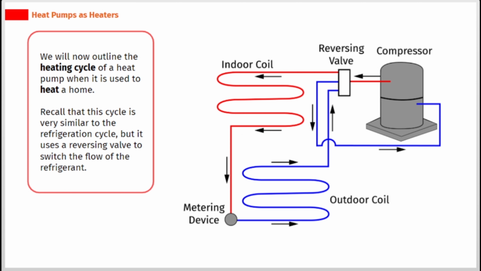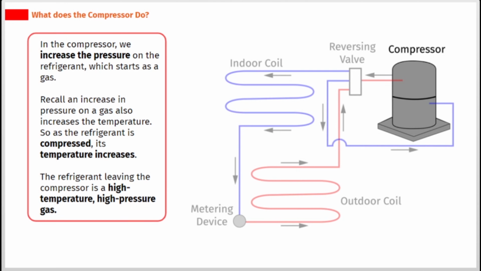We will now outline the heating cycle of a heat pump when it is used to heat a home. Recall that this cycle is very similar to the refrigeration cycle, but it uses a reversing valve to switch the flow of the refrigerant. In the compressor, we increase the pressure on the refrigerant, which starts as a gas. Recall an increase in pressure on a gas also increases the temperature. So as the refrigerant is compressed, its temperature increases. The refrigerant leaving the compressor is a high-temperature, high-pressure gas.